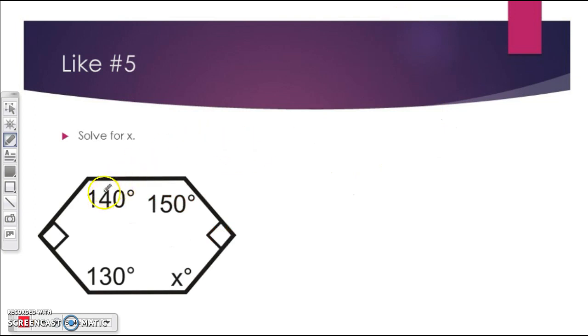All right, so check this out. I'm on number 5 already. And what we have to do is we have to find a missing angle here. We have to find the value of x.